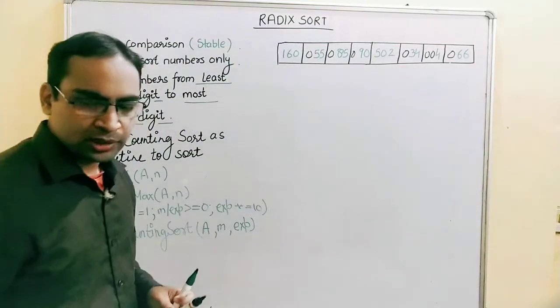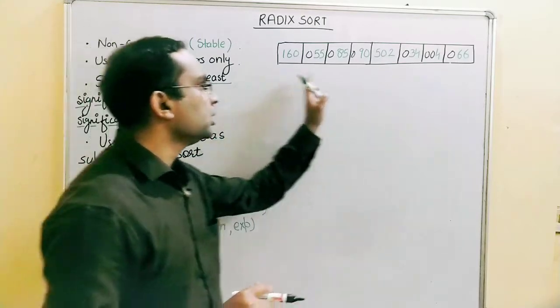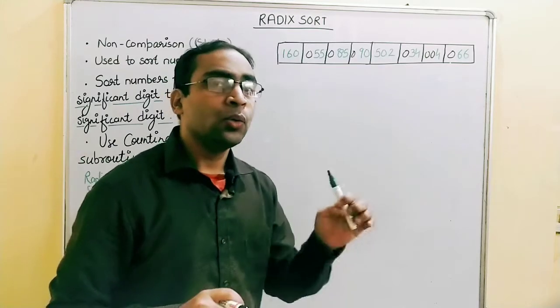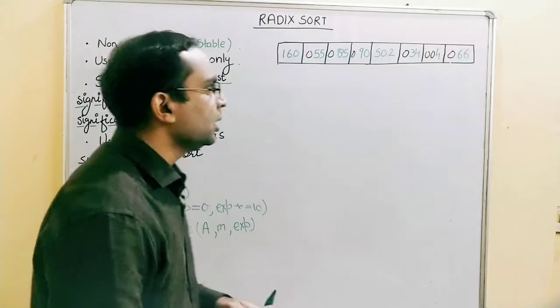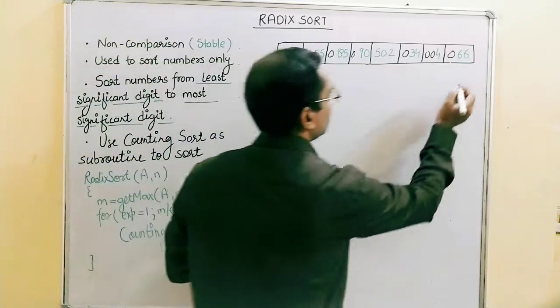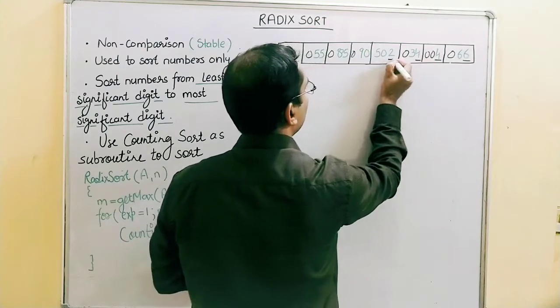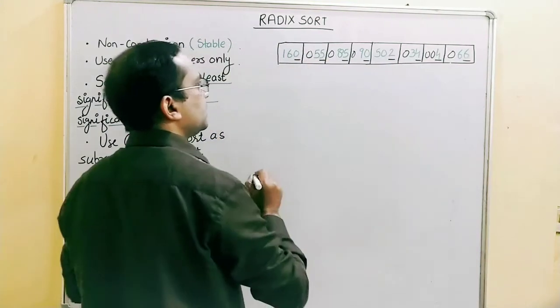In pass number 1, we'll pick up the ones digit and sort these elements on the basis of the ones digit with the help of the counting sort. So let's consider the ones digit. Here we can see this is 6, this is 4, this is 4, this is 2, this is 0, this is 5, this is 5, and this is 0, right?